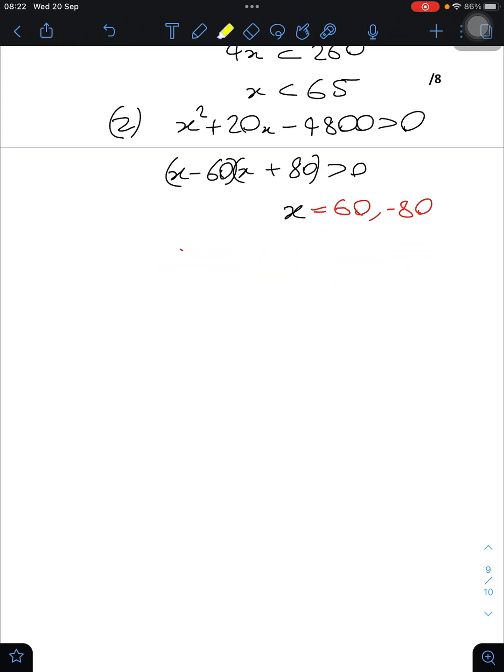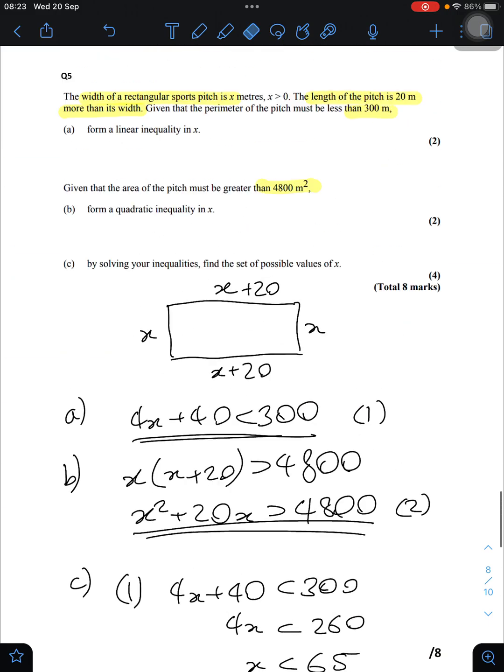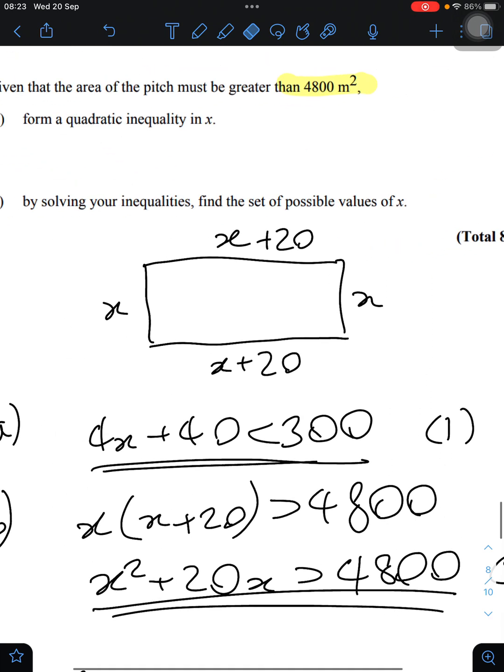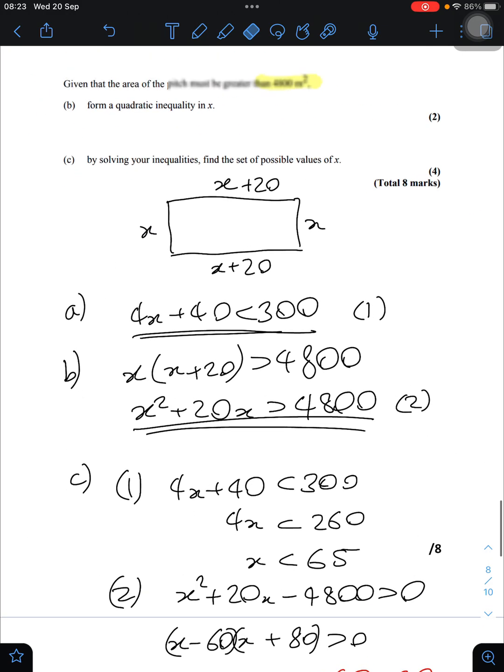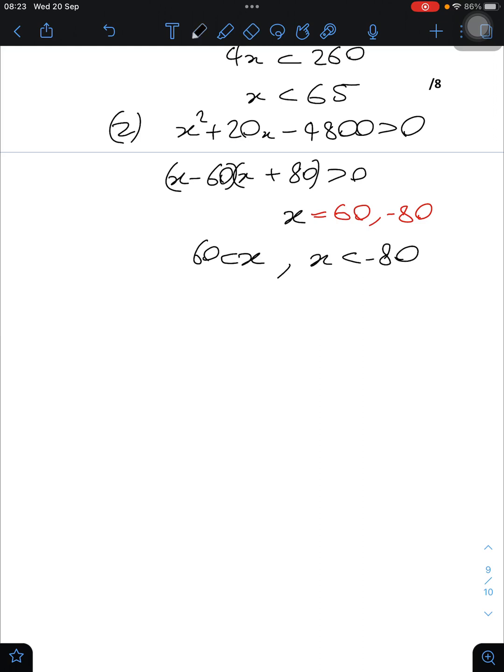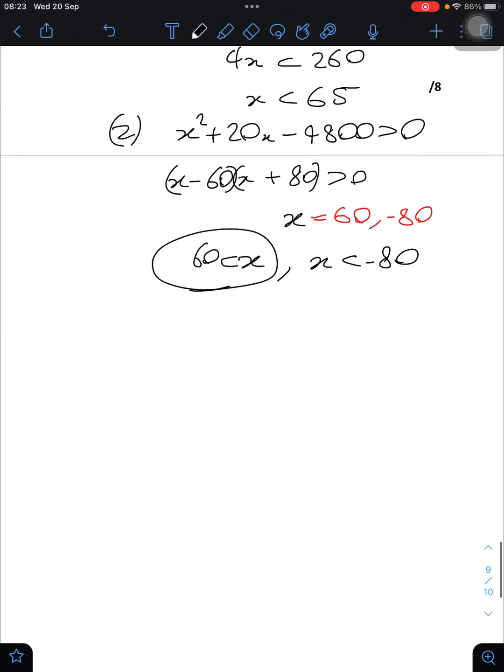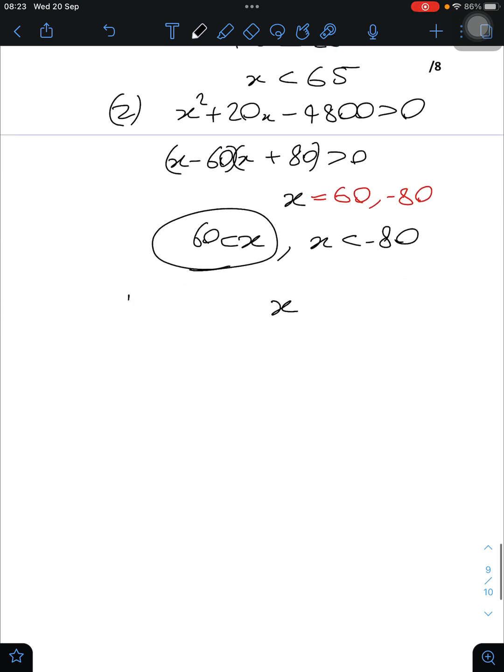And so this means that we've got a two-tailed inequality for x here. So our inequality would be x greater than 60 and x less than minus 80. But x less than minus 80, does that make any sense when we're thinking about the dimensions of a square? Not really. And so therefore we really need this one here, x greater than 60. And so that makes sense. We put 1 and 2 together. 1 and 2 imply that x will be greater than 60 and less than 65.